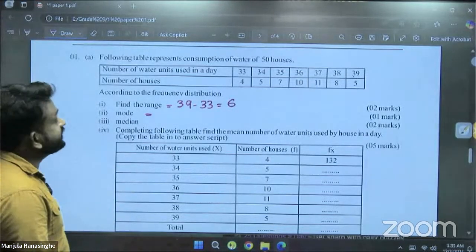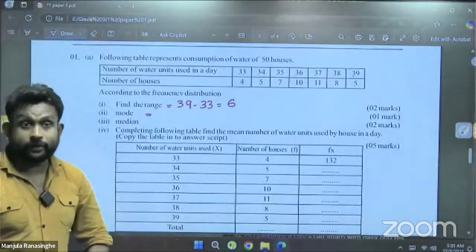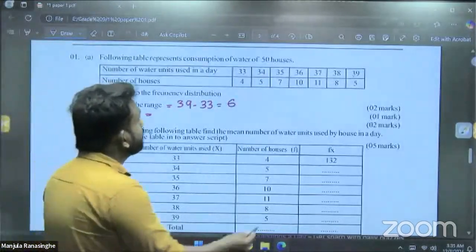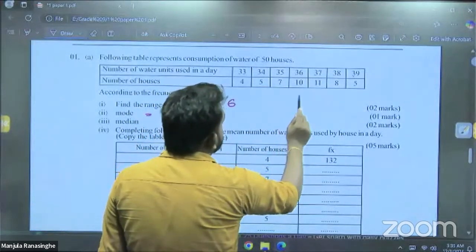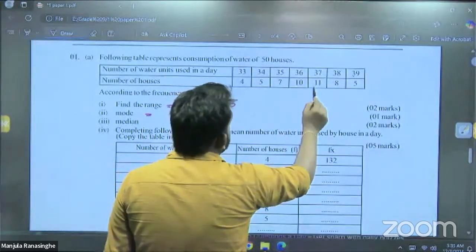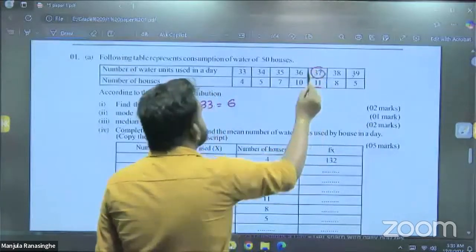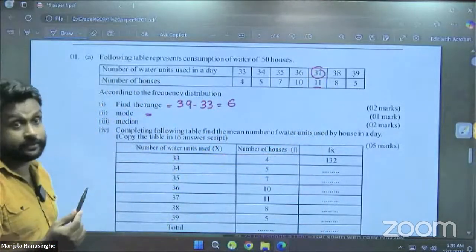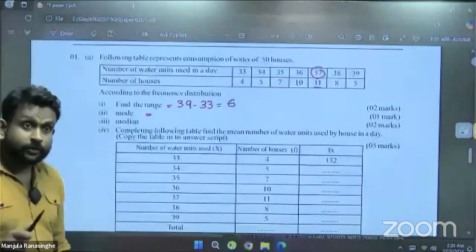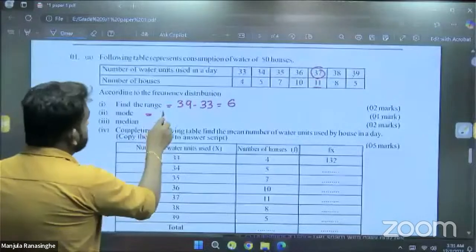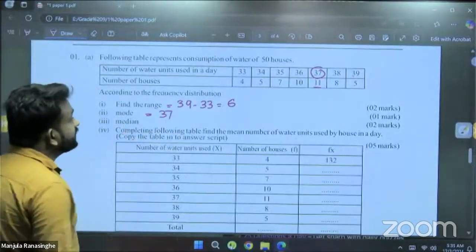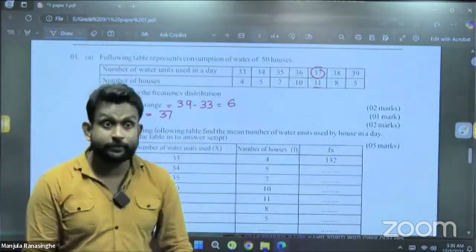Right. So mod is the most repeated data. What is the most repeated data here? Frequency highest one. The highest number of houses is 11. 11 belongs to which data? 37. The mod is the highest frequency data, the most repeated data. So that means 37.